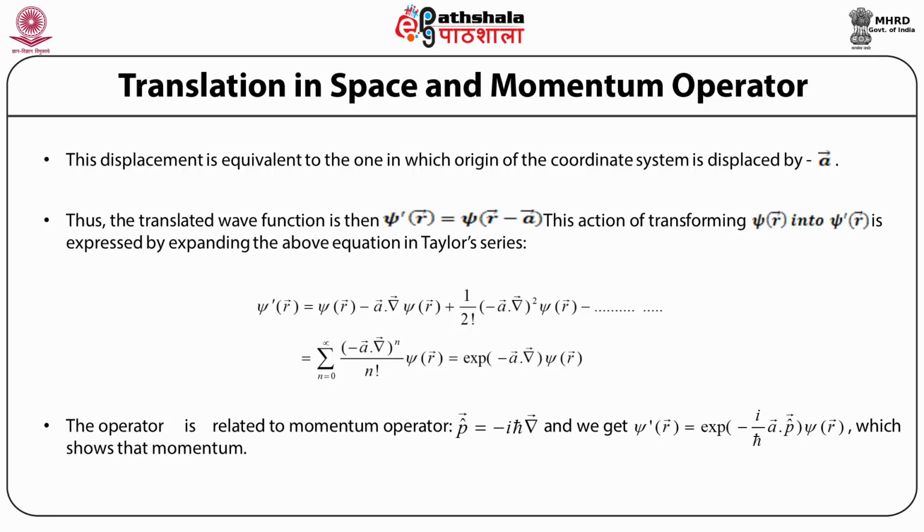Now the operator del vector, that is the del operator, is expressed through the momentum operator p, given by p is equal to minus i h cross del operator, and we get the wave function psi prime of r is equal to exponential to the power minus i by h cross times vector a dot momentum operator, whole times the wave function psi of r. So basically what we have done is that in this result we have substituted the value for the momentum operator in the above equation that we derived for the wave function psi prime, and we get this final relation.